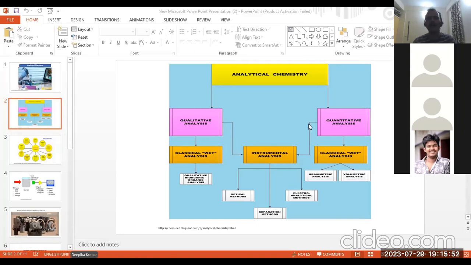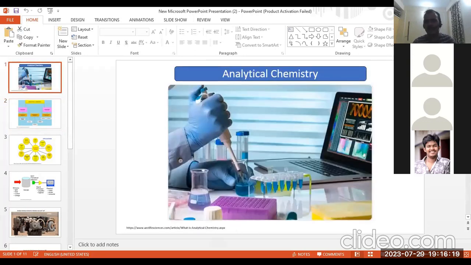Okay. So I was telling that by seeing only you can identify whether it is gold or silver. So this is also one type of analysis. But we cannot say how much gold or how much silver is present. So this type of analysis will be called as qualitative or quantitative? Qualitative, sir. Yeah, very good.